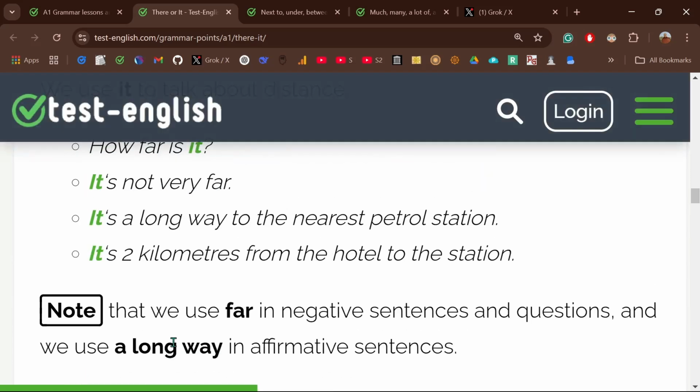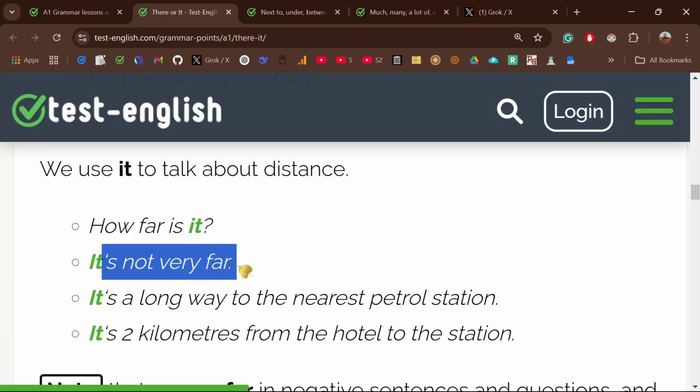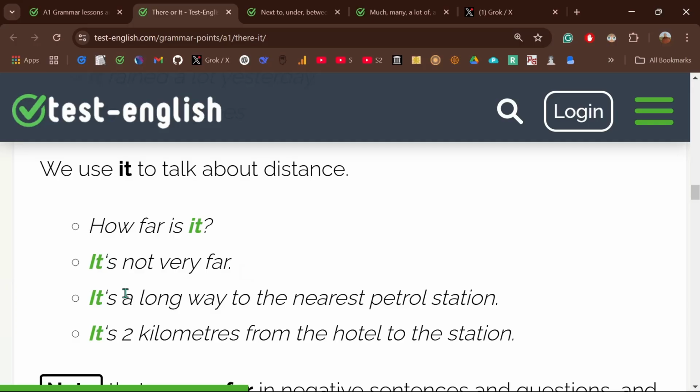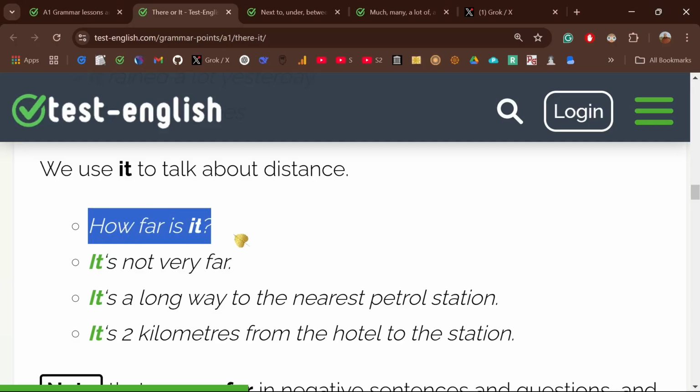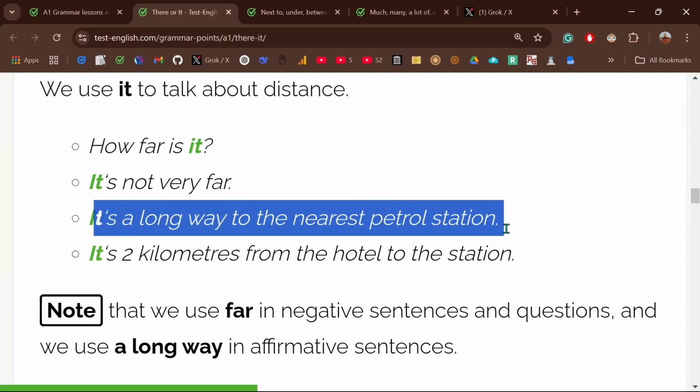Wait. This note over here: we use "far" in negative sentences and questions. You see negative, far. It's not far. Or questions, how far is it? But this is not negative and it's also not a question, so you don't use "far." It's a long way. We don't say "it's far to the nearest petrol station." You understand? We don't say it like that.